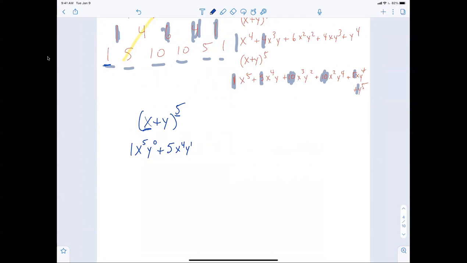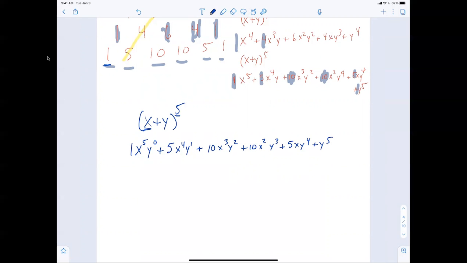But you don't really have to remember that. You just have to remember one is going up and one is going down. If that makes sense, the sum will always be 5. So the next one would be what? Plus, keep going. Plus 10x squared y cubed plus 5x y to the fourth plus y to the fifth. Yeah, so now your teacher goes, wow, how do you do that? And it's just a pattern. It's really just a pattern.